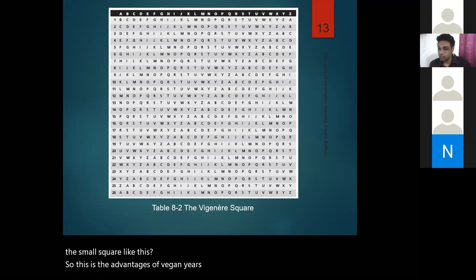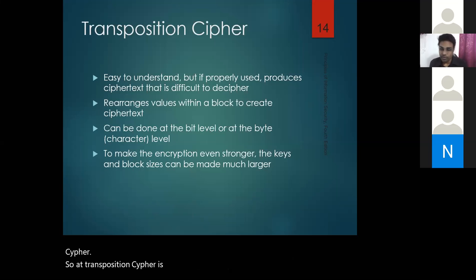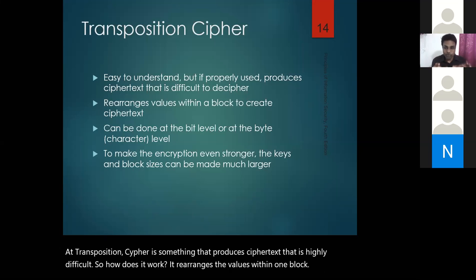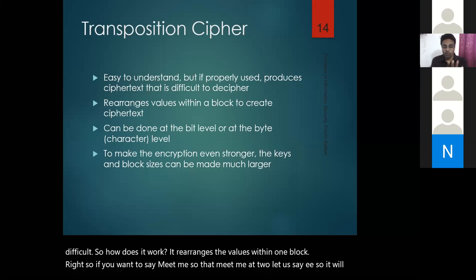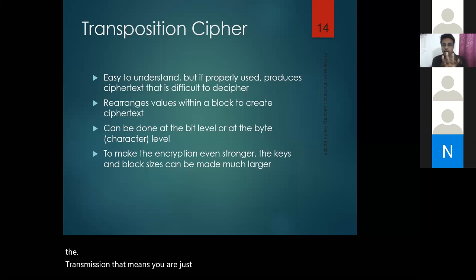We also have what we call a transposition cipher. A transposition cipher is something that produces ciphertext that is highly difficult to crack. So how does it work? It rearranges the values within one block. So if you want to say "meet me at 2," let us say the order becomes 3214. Then MEET becomes EMTE. So that can be transposition. That means you are just switching, transposing the sequences of the code.